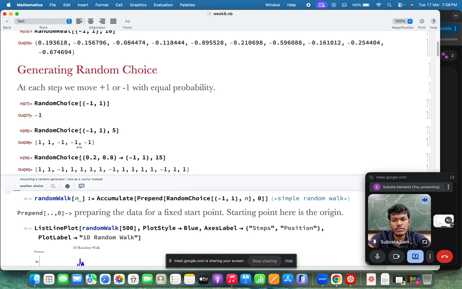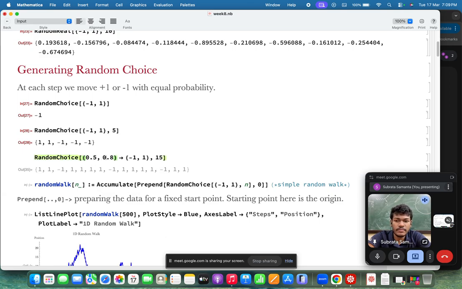Right. So, in this way you can manipulate the choices, just by assigning the probability. That is not half. So, if you put 0.5 and 0.5, that is basically the same thing here. So, this is basically this.